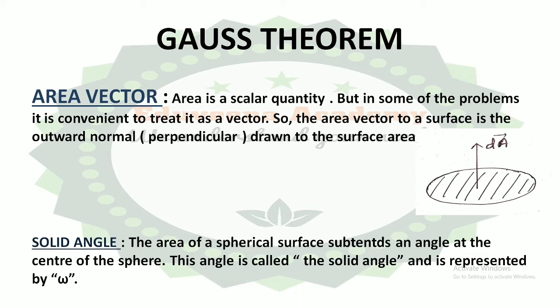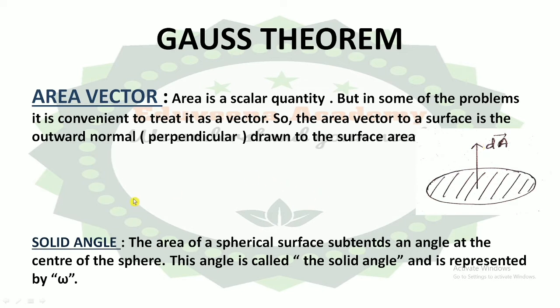So a surface has a surface area. What will be the area vector to that surface? It is basically the outward normal to that surface. Area is a scalar quantity, but in some problems it is convenient to treat it as a vector. The area vector to a surface is the outward normal, that is, perpendicular, drawn to the surface area. So this is, say, a surface. Then the surface area has an area vector dA, which points outward normal to the surface. This is the area vector dA, which is perpendicular to the surface pointing outwards.